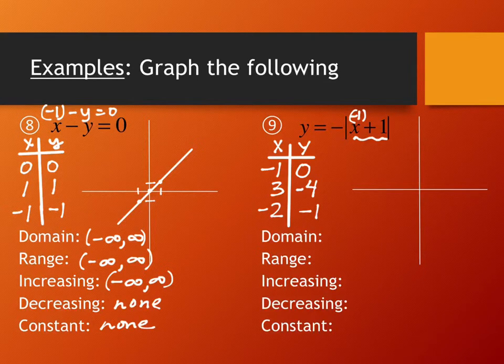Okay, this, along with the fact that we're expecting a V shape somewhere, is enough to graph this. So we're going to plot these points. I have (-1, 0). That's this. I have (3, -4). Oops. And I have (-2, -1).